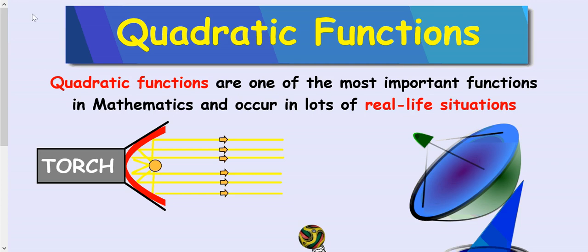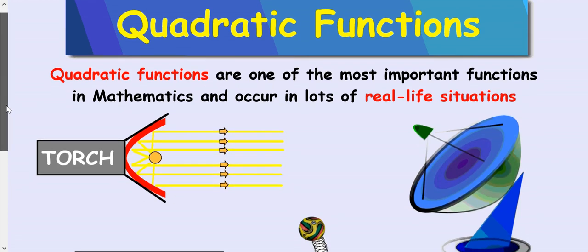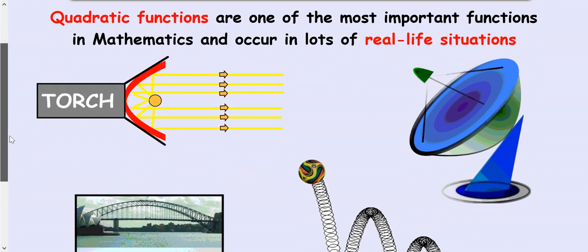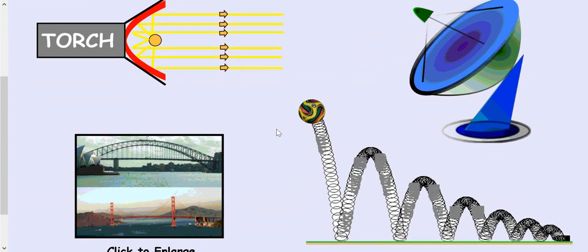So in the front screen here, I've got different examples of where quadratics are used in real life. You can see a torch, a satellite dish, also in bridges they're used, suspension bridges, and really bouncing balls or throwing something into the air, gravity pulls it back down in a symmetrical shape which creates a parabola.